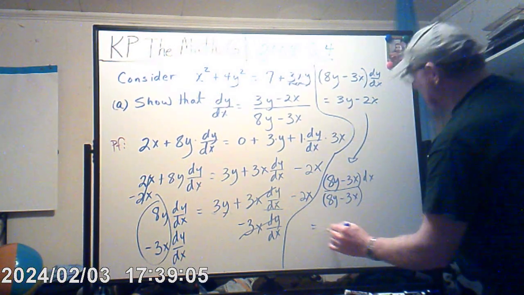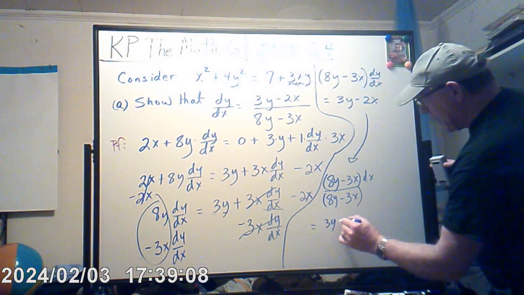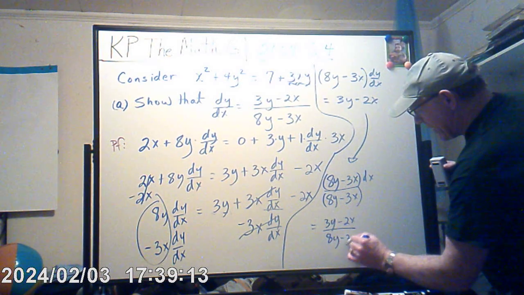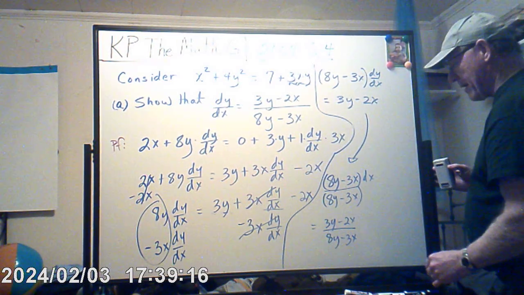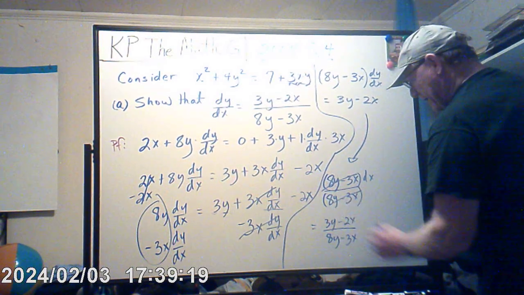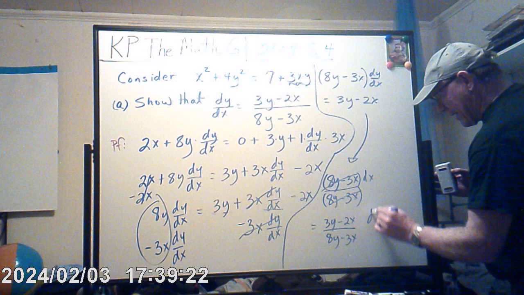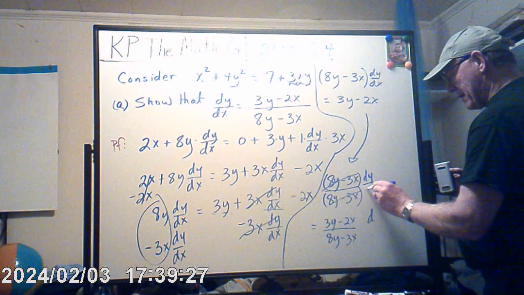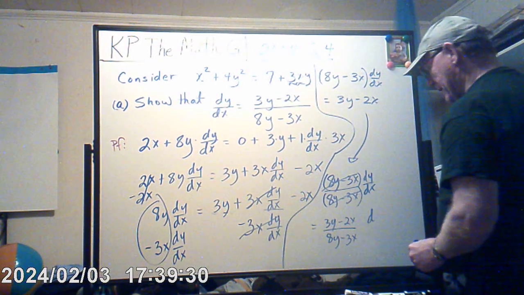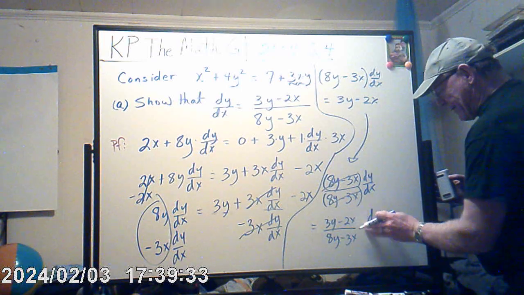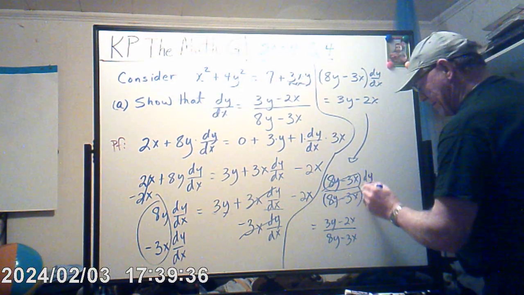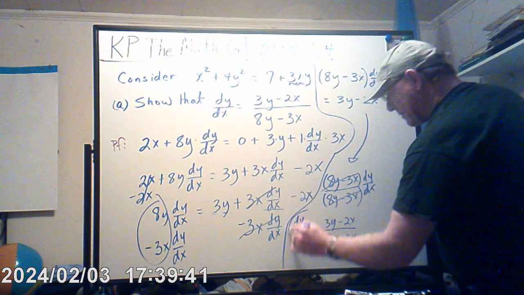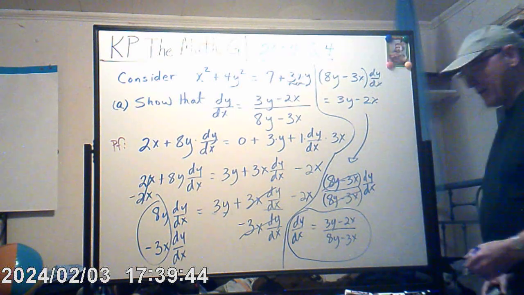Okay, and that's equal to 3y minus 2x over 8y minus 3x. And of course, if I cancel that out, now I'm saying dy over dx, okay, right there. Well, let's just put it like this. Let's just say this is all dy over dx right there. There we go. I only did that because I ran out of room there.